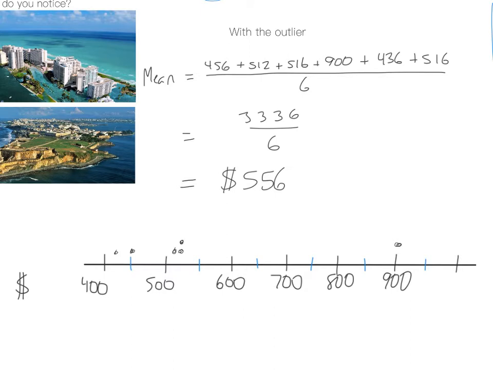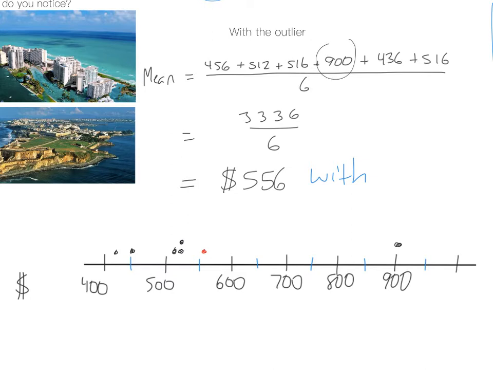Now where was our mean though? Our mean was 556. Again, this is with the outlier of 900. I'm going to graph it in red here. So 556 is going to put us right about there. What do we notice? 1, 2, 3, 4, 5. There are 5 pieces of data to the left of the mean, and there's 1 to the right. And this 1 to the right is way out here, and he was our outlier, right?